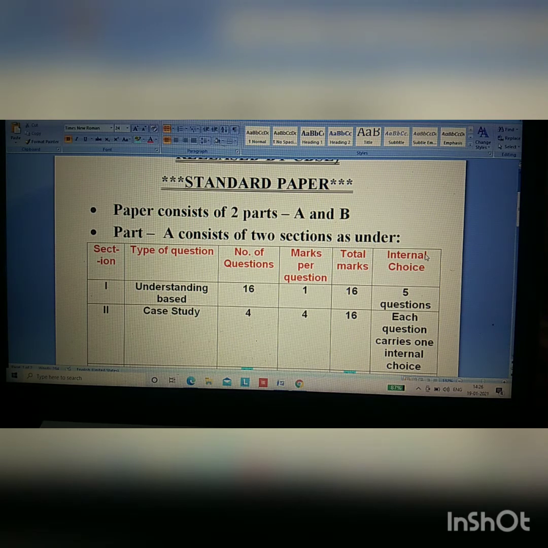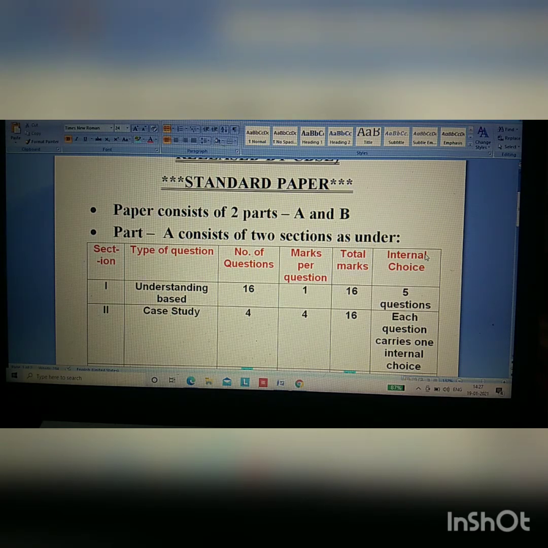You know, in the previous papers, what happened? There were MCQs, but this year there is no MCQ. The MCQ has been changed into another new pattern introduced this year. So these 16 understanding based questions carry a total of 16 marks, and 5 questions carry internal choices.